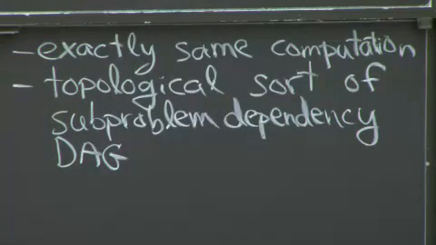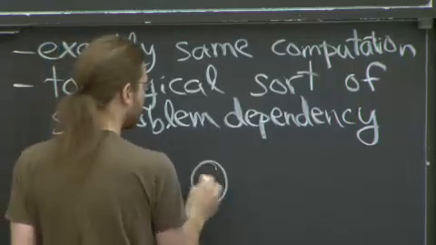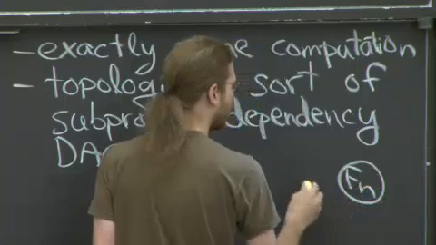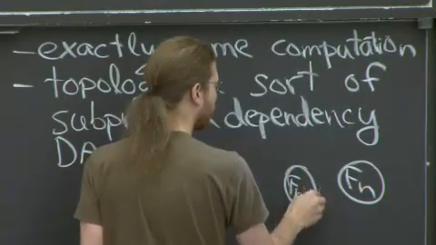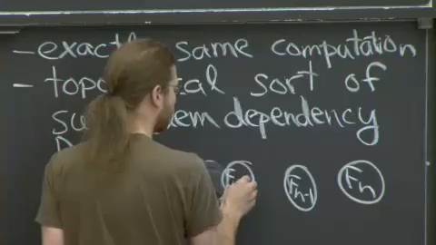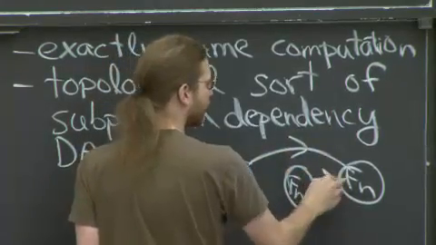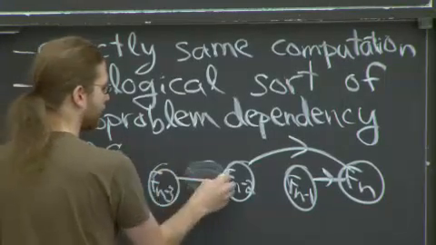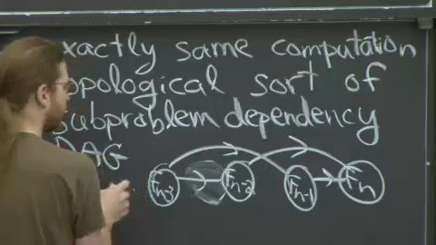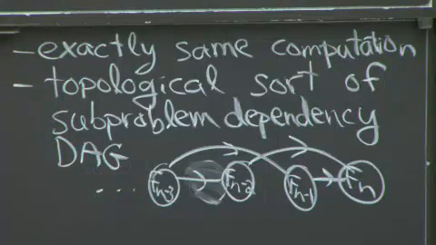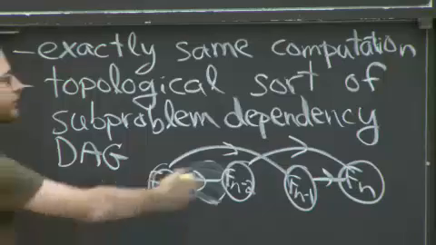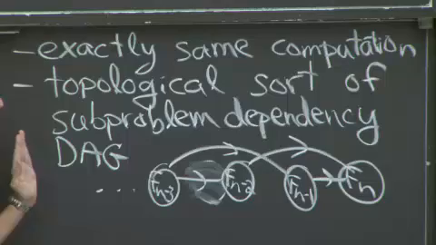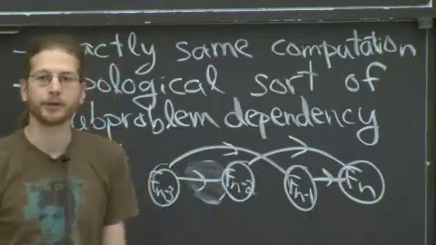So in this case, the dependency DAG is very simple. In order to compute, I'll do it backwards. In order to compute fn, I need to know fn minus 1 and fn minus 2. If I know those, I can compute fn. Then there's fn minus 3, which is necessary to compute this one and that one, and so on. So you see what this DAG looks like. Now I've drawn it conveniently so all the edges go left to right. So this is a topological order from left to right. And so I just need to do f1, f2, up to fn in order.